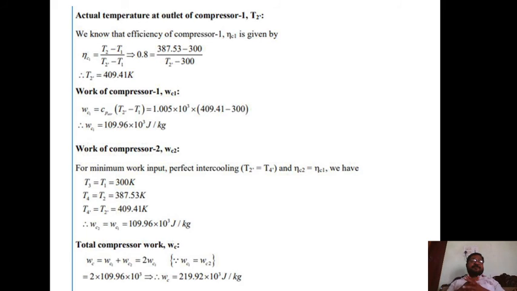Here, if you are perfect in the theory, no need to write all these things. Writing that the work of compressor 1 is equal to the work absorbed by compressor 2 is more than sufficient. That is WC1 is equal to WC2 is equal to 109.96. If you write that step also, that is more than sufficient. Okay, no need to write all these steps. Here, only for the sake of explanation, I have written the elaborate steps for you.